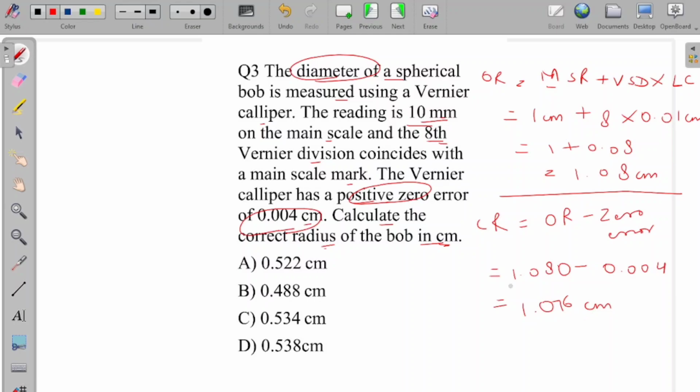Now this is the diameter that we are dealing with. This is not the final answer. In order to find the final answer, we need to divide this value by 2. So radius is equal to 1.076 by 2, and when we do the division, we will get 0.538.